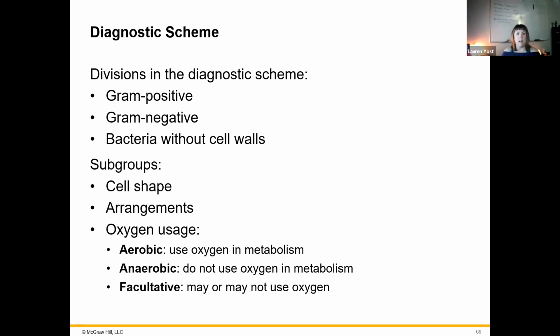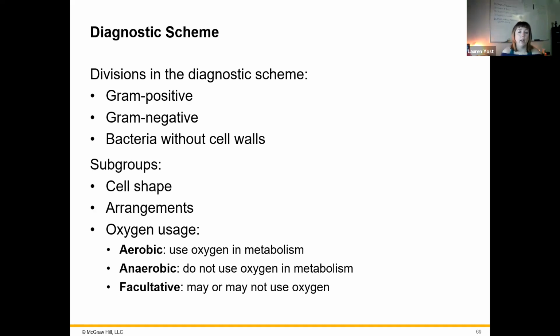Gram-positive or gram-negative, or no cell wall, because the mycoplasma are associated with pneumonia. So you might actually deal with mycoplasma that do not have cell walls. So those are important to think about. What other subgroups can you divide it into based on cell shape and the arrangement of the cells? So cell shape, what were the cell shapes? You guys remember?